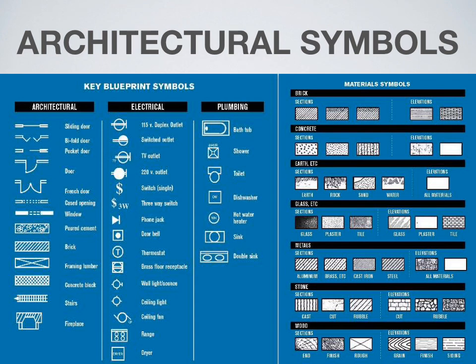Let's now take a look at these architectural, electrical, and plumbing symbols. They each have their own unique set of symbols. And material symbols can get a little tricky because they tend to change drastically between plan to elevation to section. We'll cover that more throughout this class.